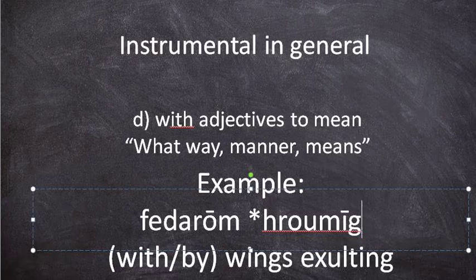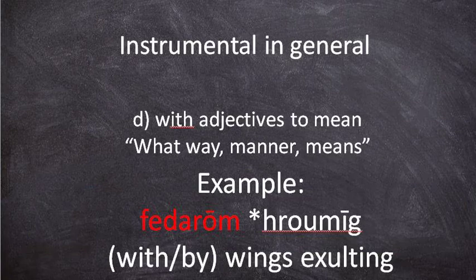And I don't doubt that there would be a significant amount of instrumental use in Old High German poetry as well. But so Federum Hromig, and this is exulting. This is our adjective. This is our plural dative, but used instrumentally. All right, let's move on.